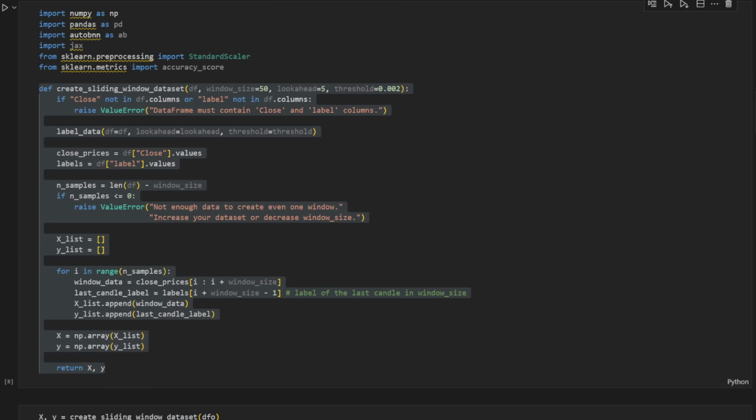Now we will define a new function named create sliding window dataset to prepare the data to be used for machine learning or for the autoBNN model. This function converts the time series dataset into a format suitable for the training. It extracts fixed size windows of closing prices and assigns each window a label based on the last candle in that window. So based on the future trend that was already labeled previously.